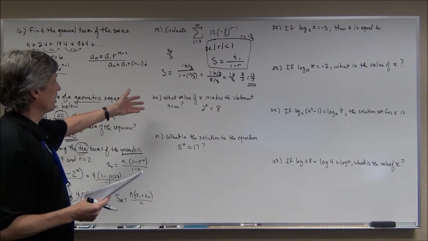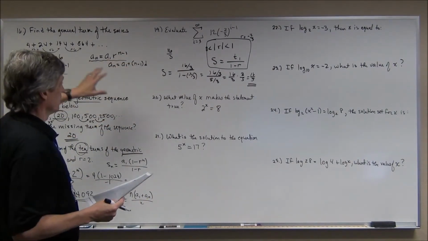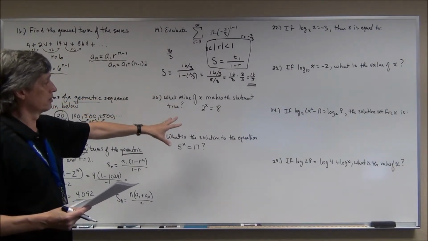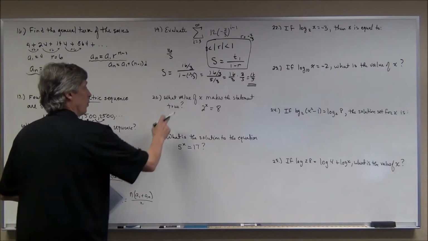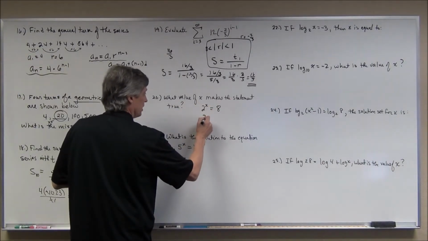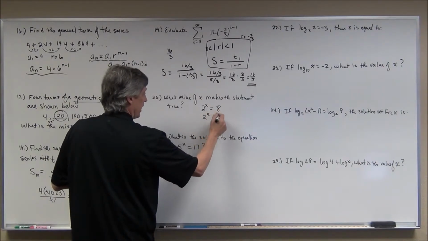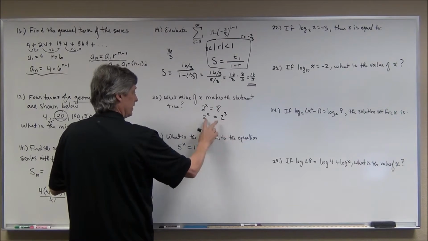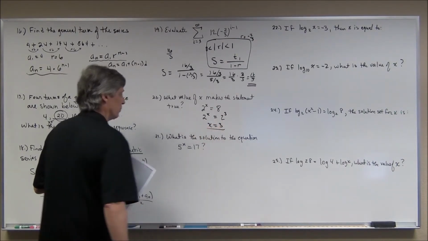All right, now, series, sequences, exponential functions, logarithmic functions. All right, what value of x makes this statement true? Oh, you can't ask for a nicer one than this. 2 to the x equals 8 is 2 to the third. See, I can match the bases. And that means if the bases are the same, the exponents are equal. There you go, first one done.